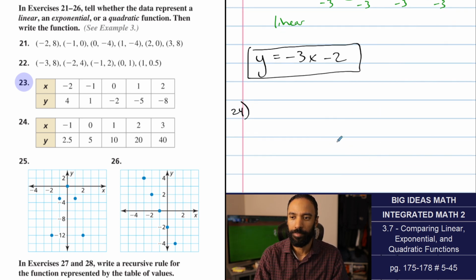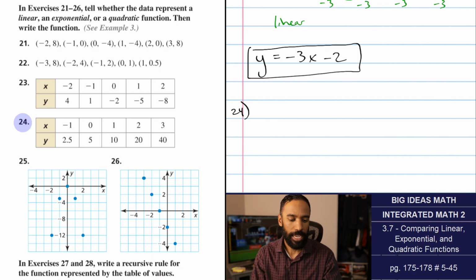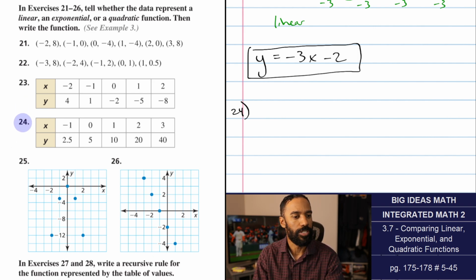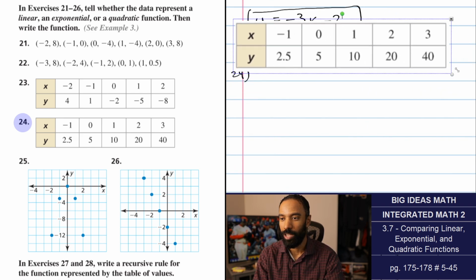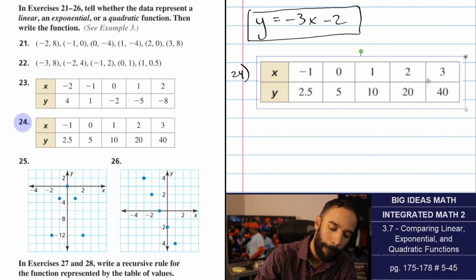Number 24, copy paste this guy. I'll take another 3 more linear equations. Don't mind if I do. Not going to be the case, but I'll take them if you're going to offer them, please.